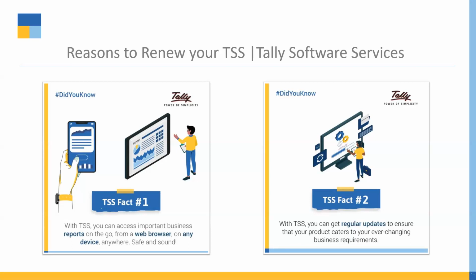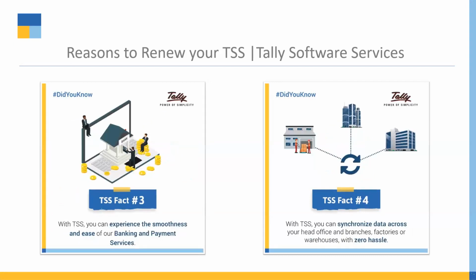The second is any update which comes on Tally. If you have a valid subscription, you can get the latest update. So as of now, those who have a valid subscription can update to 4.0 in Tally. Banking related things they can get, and the synchronization of data across their head offices, branches and factories is done if they have a valid subscription.